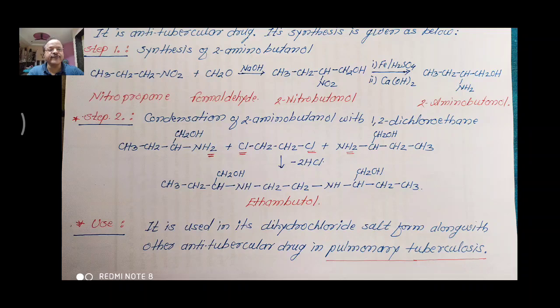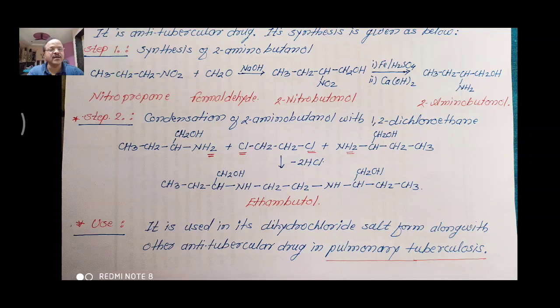Step number 2 involves condensation of 2-aminobutanol with 1,2-dichloroethane. In this step, 2 molecules of 2-aminobutanol condense with 1,2-dichloroethane with the elimination of 2 molecules of hydrochloric acid, HCl, to form ethambutol. There is elimination of H from the NH2 group of 1 molecule of 2-aminobutanol and chlorine from 1,2-dichloroethane.